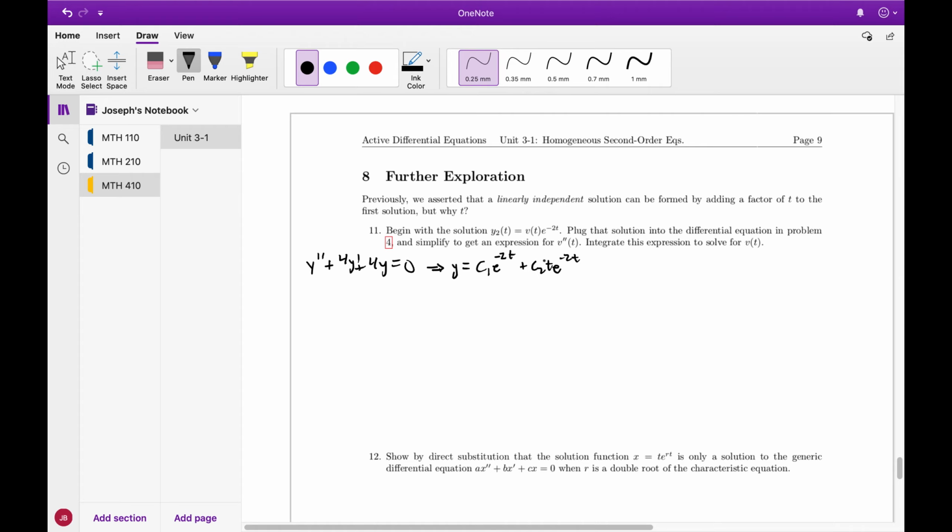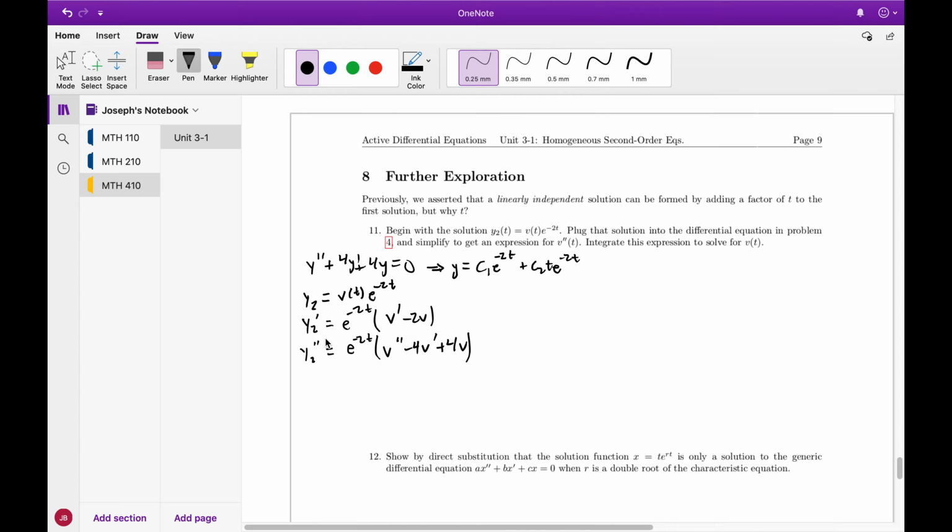You may have to go back a couple of videos to remind yourself of this. Let's suppose y2 has to be of the form v of t times e to the minus 2t. So now let's find the derivative. I'll suppress the t notation, and I'll skip right to the answer. I'll let you verify that this is correct. y2 prime, if I factor out e to the minus 2t when I take the derivative, is v prime minus 2v times e to the minus 2t. And then y2 double prime, again, I'll let you work this all out. I'll just run straight to the answer.